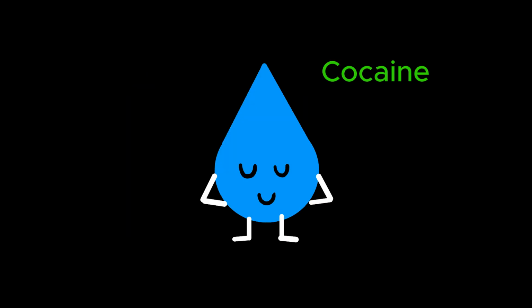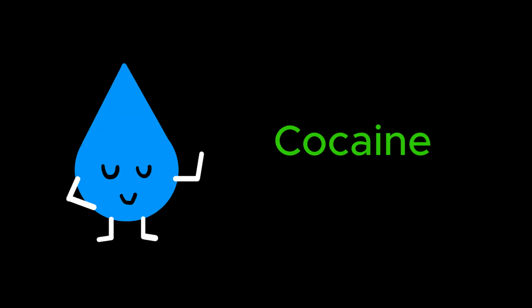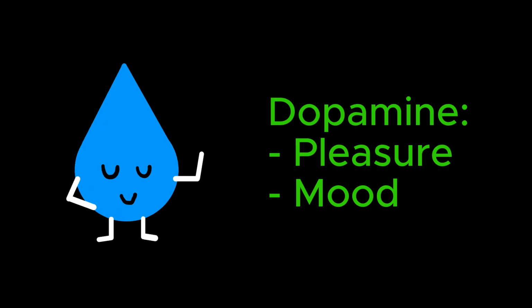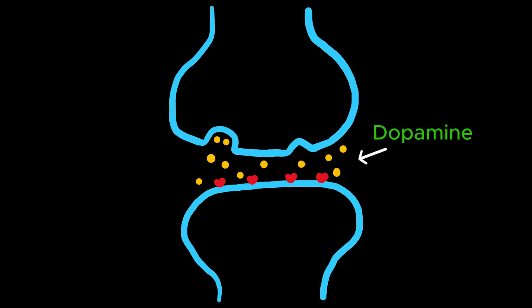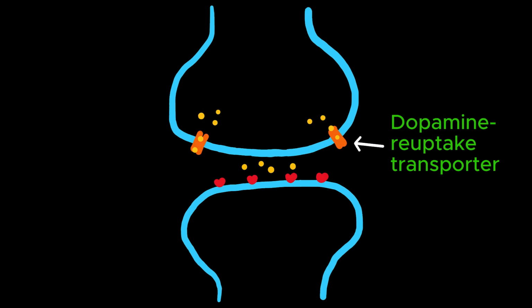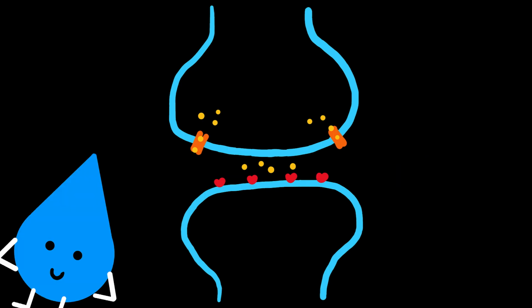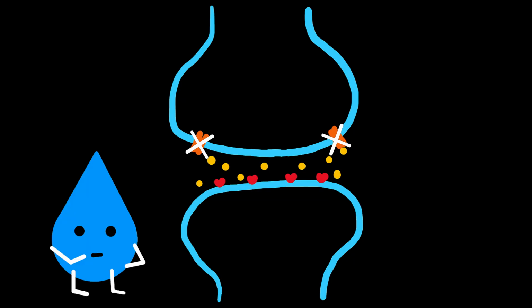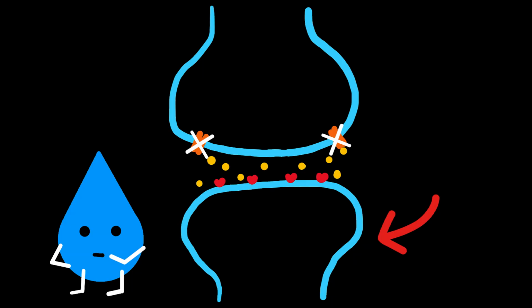Another example is cocaine, which has an effect on the neurotransmitter dopamine. This is a neurotransmitter associated with pleasure and mood. Normally, after dopamine is released, the dopamine reuptake transporter reuptakes it, so dopamine is removed from the synapse. However, cocaine binds to the dopamine reuptake transporter, making dopamine stay in the synapse. This makes the postsynaptic cell be activated constantly, so it can have an impact on mood.